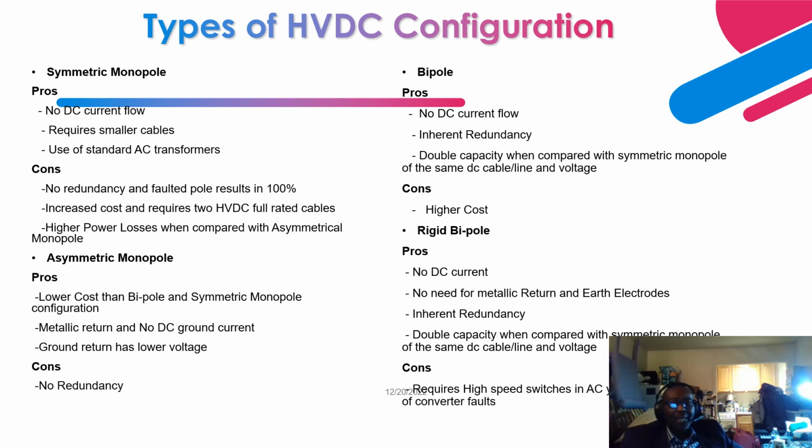It has a double capacity, because it has four converters, and when one pole is out, you can utilize the other pole, compared to the symmetric monopole configuration. The cost, of course, can be high because you have four converters in place.